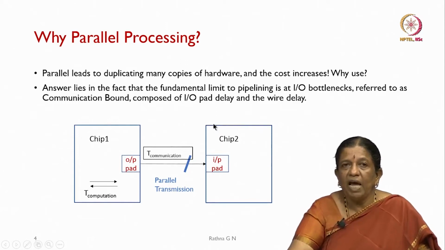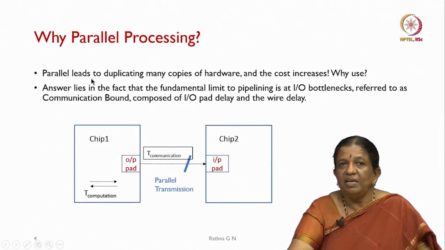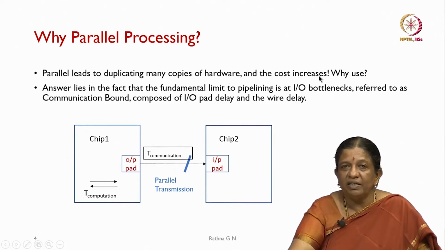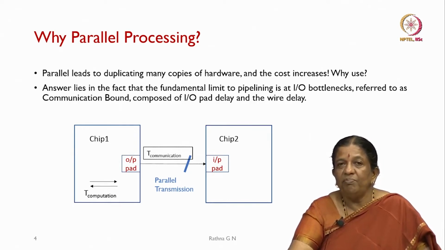So, why is parallel processing required? Parallel processing leads to duplicating many copies of hardware, and the cost is going to increase. Also, if we are operating with the same units or the same voltage, we know that our speed is going to increase and power consumption is going to be more. So, then why use this?